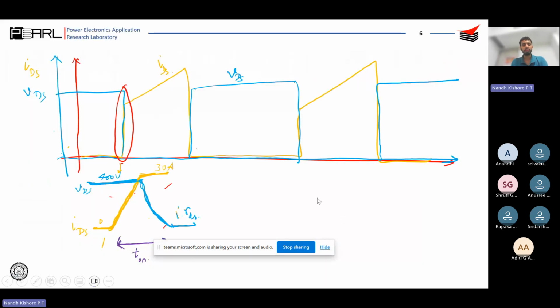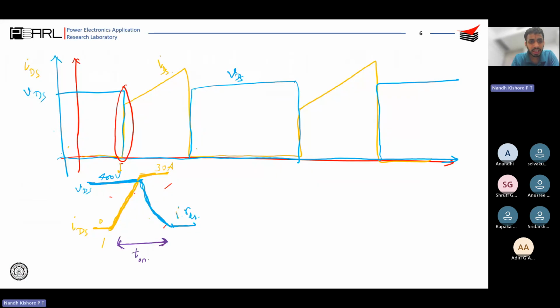Yeah. So this is what is known as the turn on time of the device. So we will try to model how this happens and why this is important. So now you understand that there is obviously an overlap between the device current and the drain source voltage of the device for some time. So if there is an overlap, what is the implication?